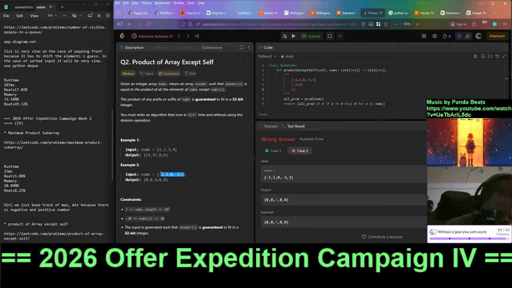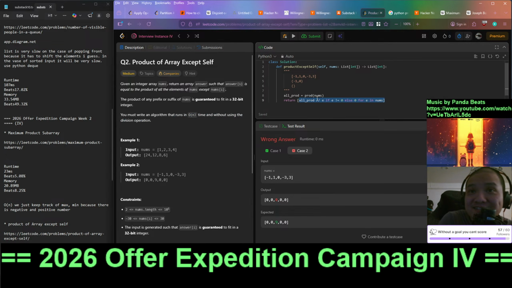So is there a way for us to store them? We must write an algorithm that runs in O(n) without using the division. Wait a minute, I just did division here. Okay, so it seems like they want us to not use division.